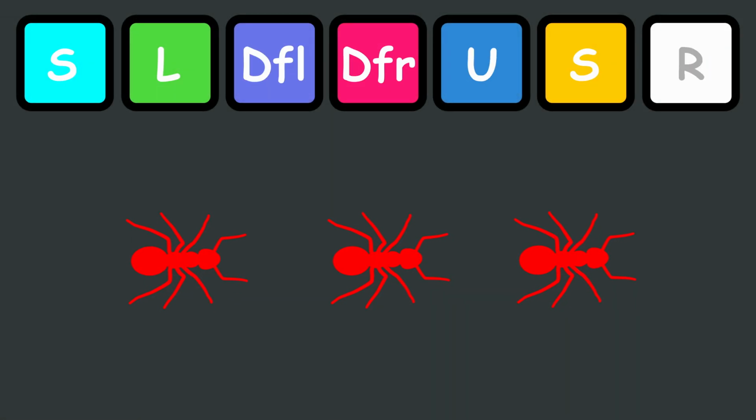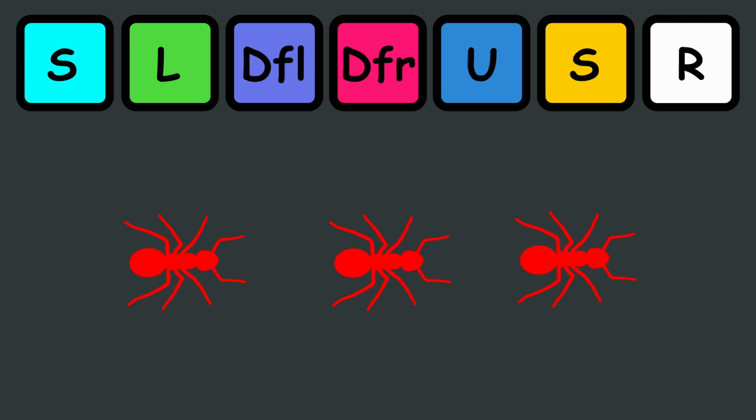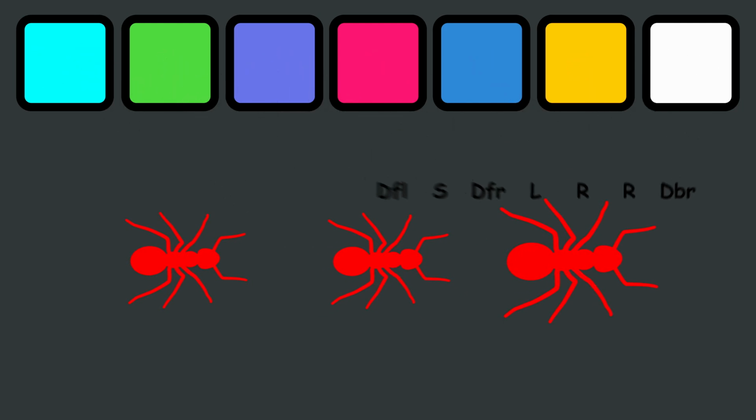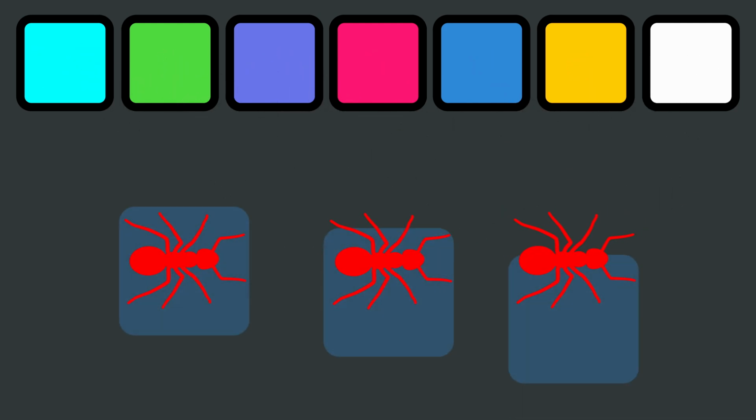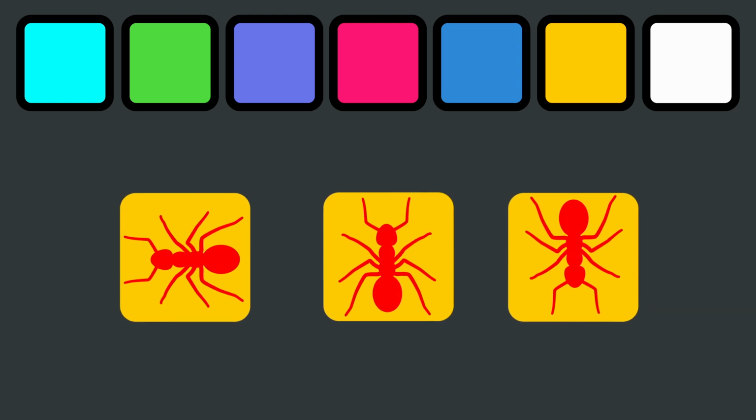Previously, we had one rule set that every ant followed identically. But this time, we will generate a unique rule set for every individual ant, meaning that each ant will respond to the colors differently. Hopefully, this will break up some of the patterns and repetition that we saw before. Let's run the simulation.